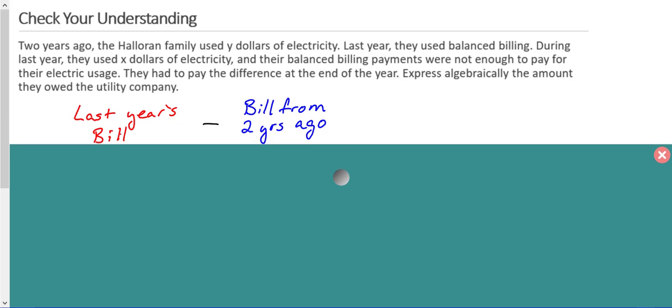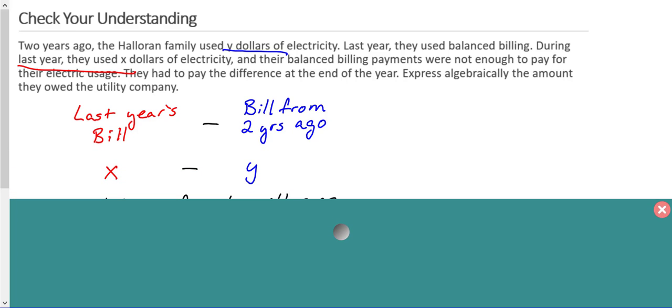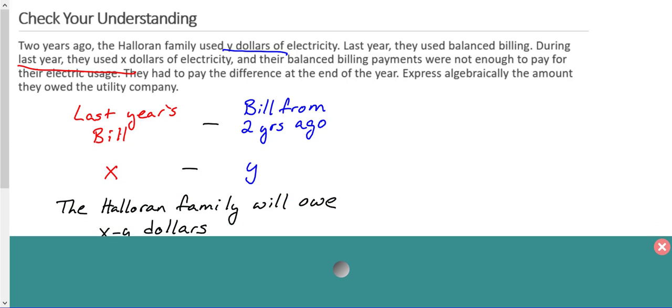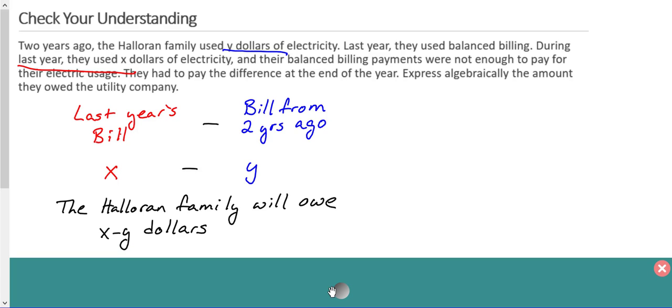So what you're going to do is take last year's bill and subtract from it the bill from 2 years ago. So last year's bill was X dollars. The bill from 2 years ago was Y dollars. So when you subtract, X minus Y, this means the Holleran family will owe X minus Y dollars.